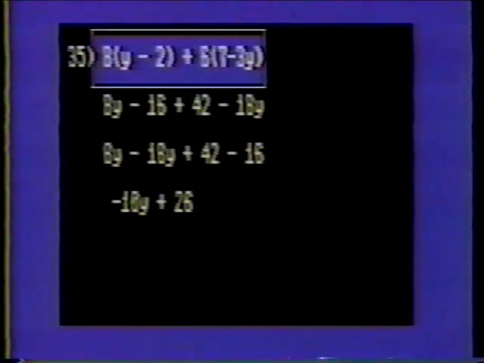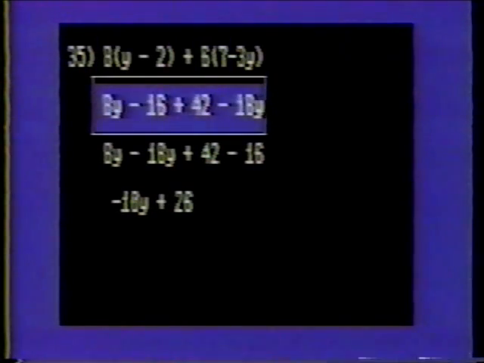Number 35. 8 times y minus 2 plus 6 times 7 minus 3y. 8 times y minus 2 is 8y minus 16. And 6 times 7 minus 3y is 42 minus 18y. The problem now reads 8y minus 16 plus 42 minus 18y.